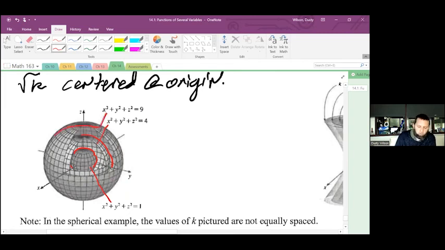And one thing I don't like about this particular example is that you have the nice looking picture, but notice that in this very nice looking picture, it lines up with k equals 1, k equals 4, k equals 9. And so in this particular example, the graph emphasizes the prettiness of the picture, but does not have the equally spaced k values that I think are pretty important in understanding what's going on when you have contour plots, or in this case, the level surfaces.